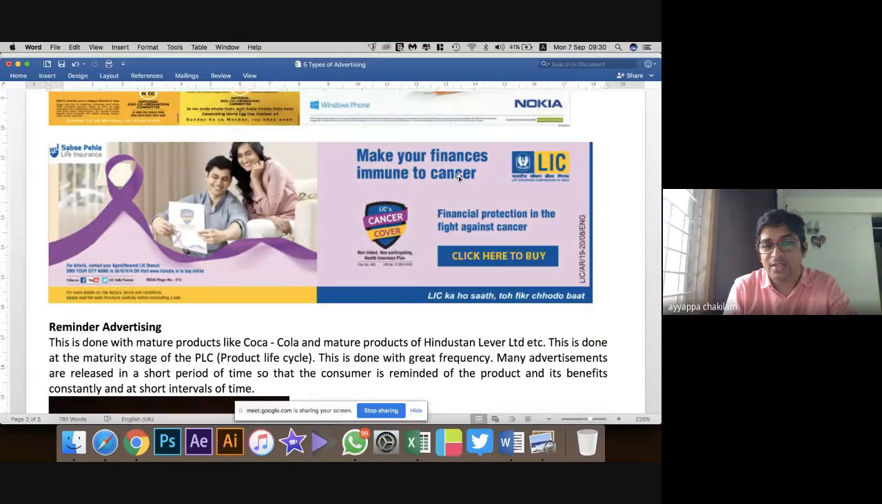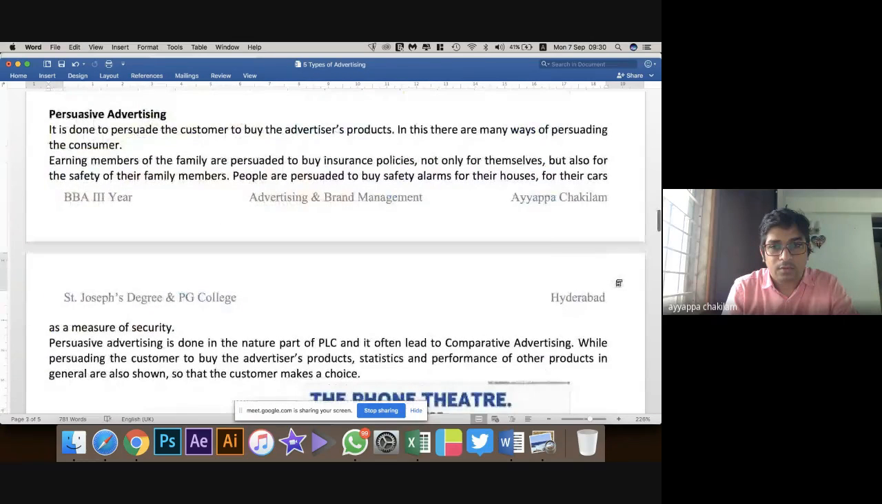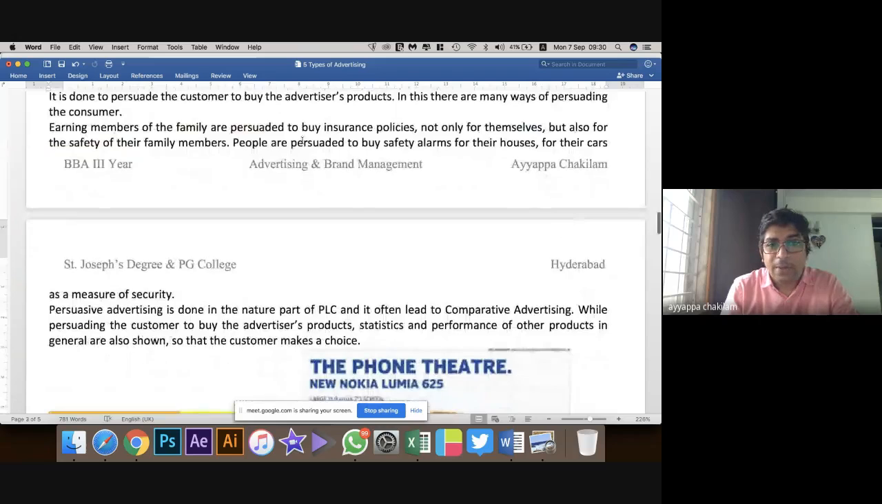Cancer cover makes your finances immune to cancer. If anyone is diagnosed with cancer, they can definitely have some financial protection when they purchase this particular policy of LIC's cancer cover. People are also persuaded to buy safety alarms for their houses and their cars as a measure of security.